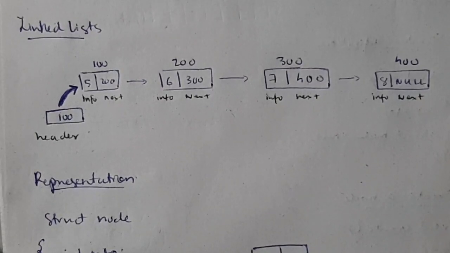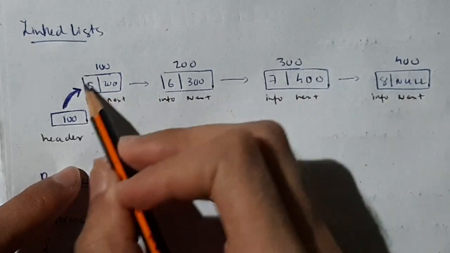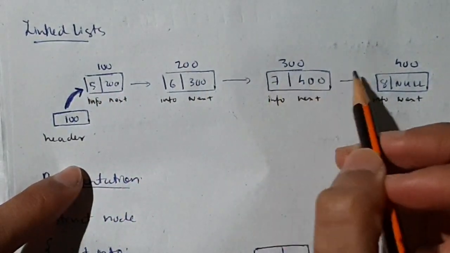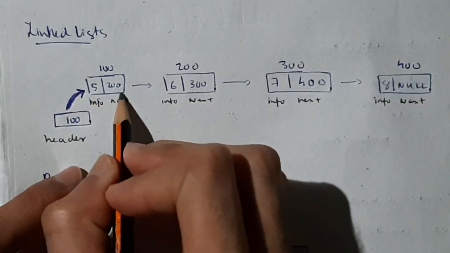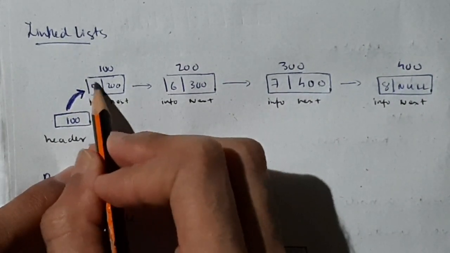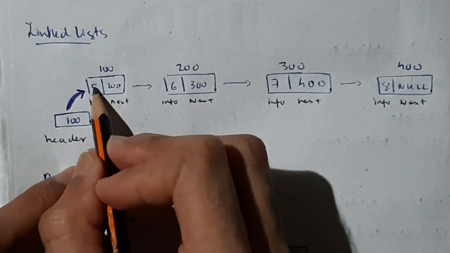Let's begin linked list now. In linked list you will have many boxes of this form, and each box will be connected with the next box. Okay, so in linked list you will have two parts here, the info part and the next part. What will the info part have?